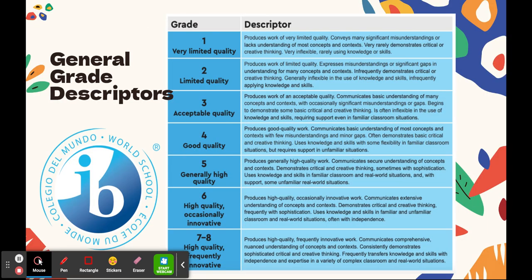Remember that with IB scoring, we're looking at a scale from 1 to 8, and generally high quality work would be considered a 5 or 6. At the beginning of the year, it's pretty common to have lower scores, but your goal is to eventually get into those higher scores.